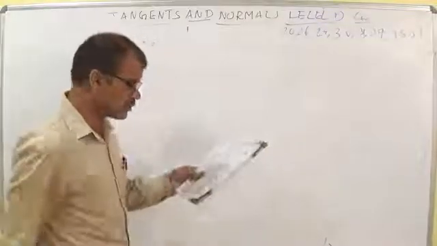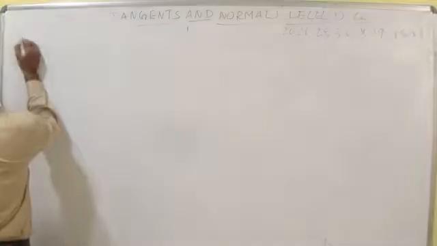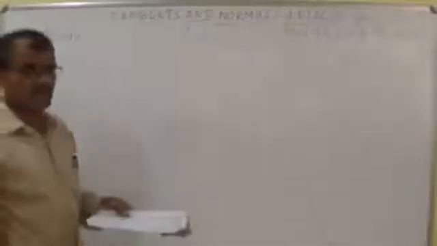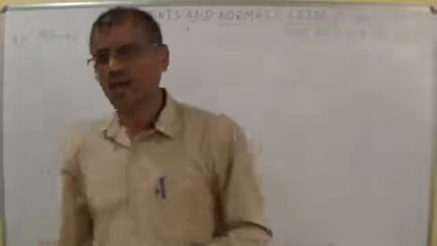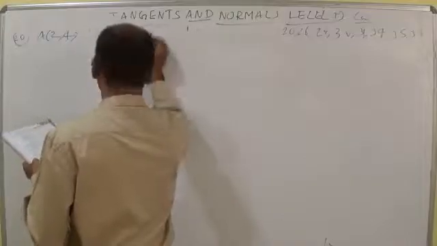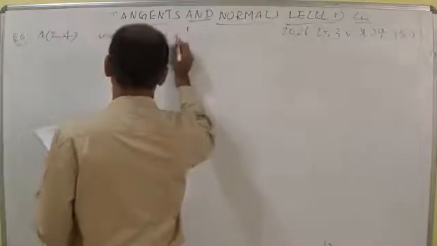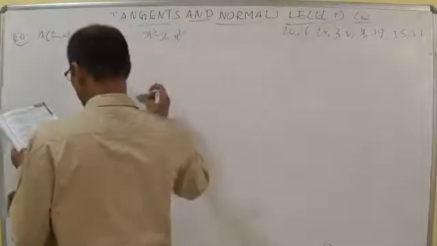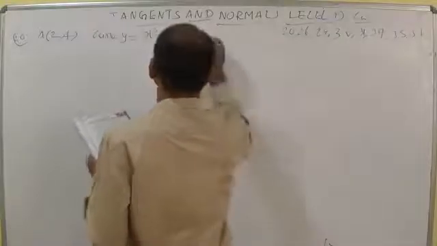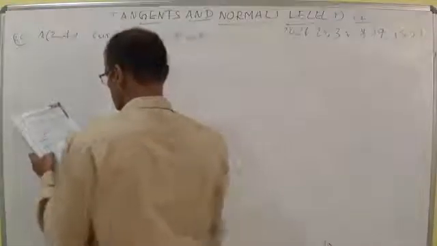The tangent at 2, 4. Read the question, 20th question. The tangent at 2, 4. He has given the point A, 2, 4. The tangent at A, 2, 4 on the curve. A curve given as y is equal to x cube minus 2x square plus 4 cuts the x-axis at T.